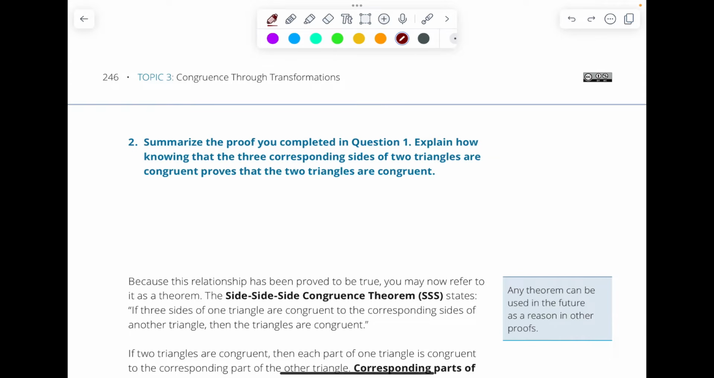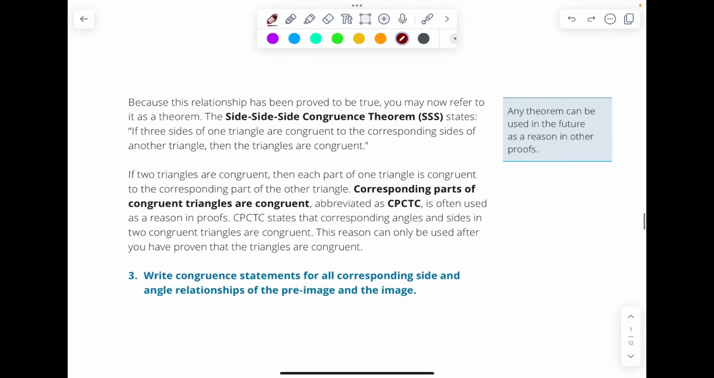Okay, so summarizing the proof in question 1, explain how knowing the three corresponding sides of a triangle are congruent proves that the triangles are congruent. That's just it. The side congruent theorem states that if three sides of one triangle are congruent to the corresponding sides of another triangle, then the triangles are congruent. Okay, that's all you need to know.